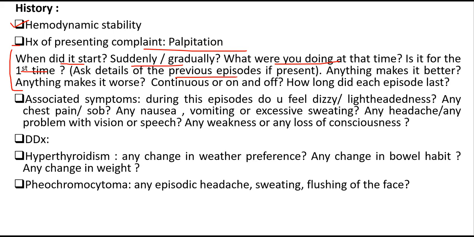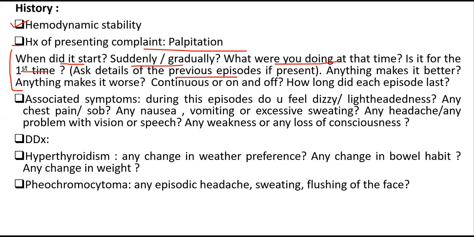That means, can you tell me a little bit more about the previous episodes? How many episodes so far? What brings these palpitations on, and what makes them stop? When it comes, how long does it last? Do you do anything which can make it stop? Have you seen any other doctor for this before? So ask a little bit about the previous episodes.